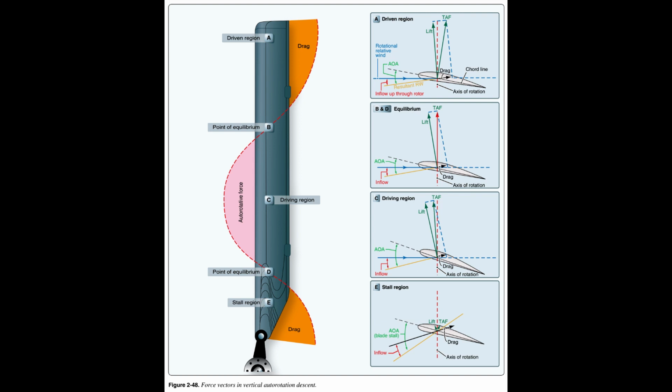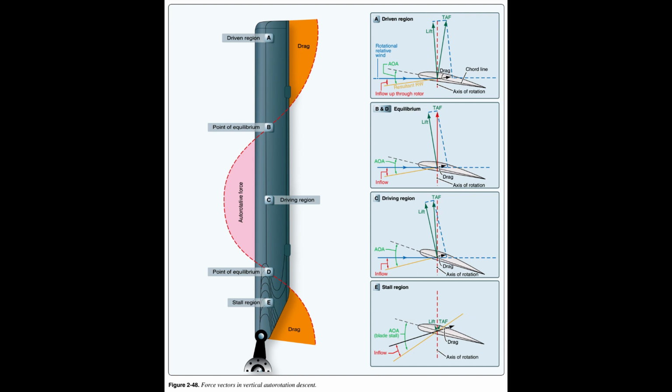The driven region, also called the propeller region, is nearest the blade tips. Normally, it consists of about 30% of the radius. In the driven region, Part A of Figure 2.48, the TAF acts behind the axis of rotation, resulting in an overall drag force. The driven region produces some lift, but that lift is offset by drag. The overall result is a deceleration in the rotation of the blade.